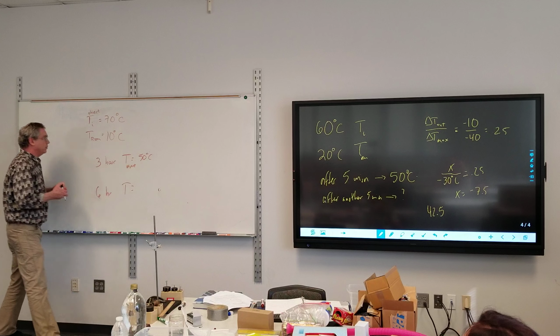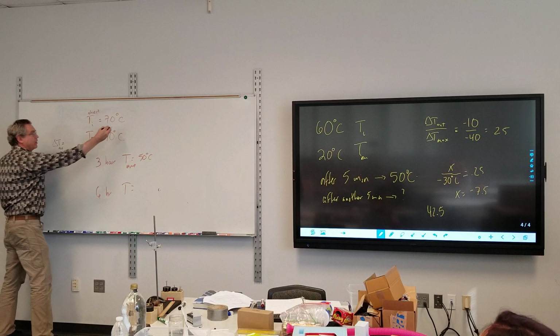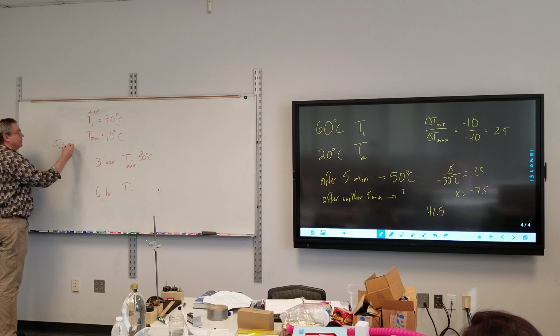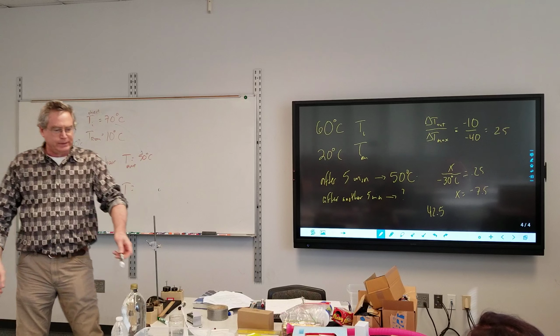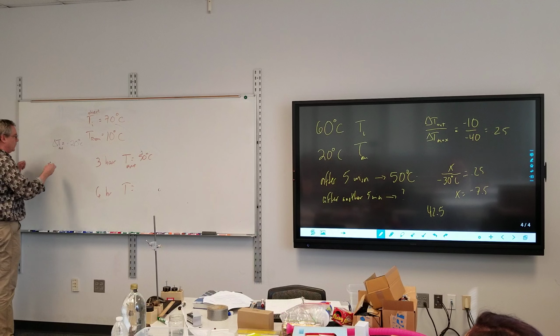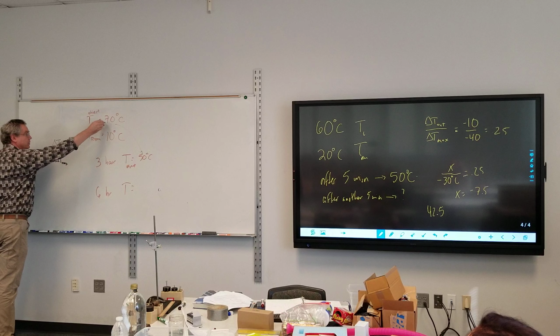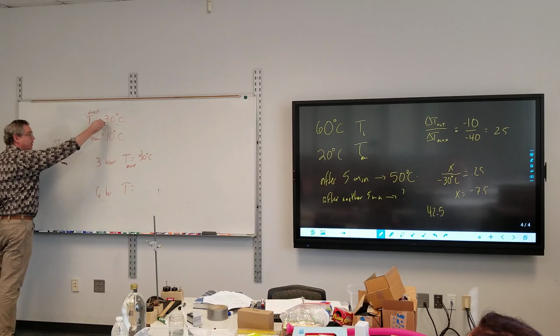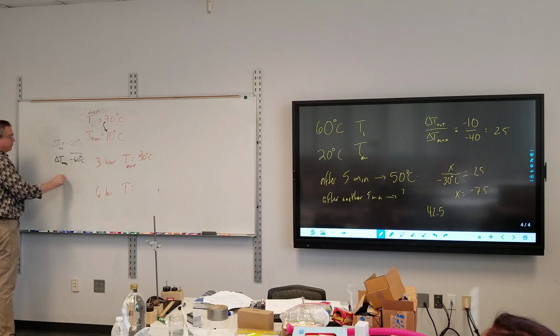So in this particular problem, the actual amount that was lost, I go from 70 to 50, so I lose 20 degrees Celsius. And then the change in temperature max, the most it could possibly lose, is from 70 to 10, so it's negative 60 degrees Celsius, or it loses 60 degrees, or the change is negative 60. So we end up with a fraction of 1/3.